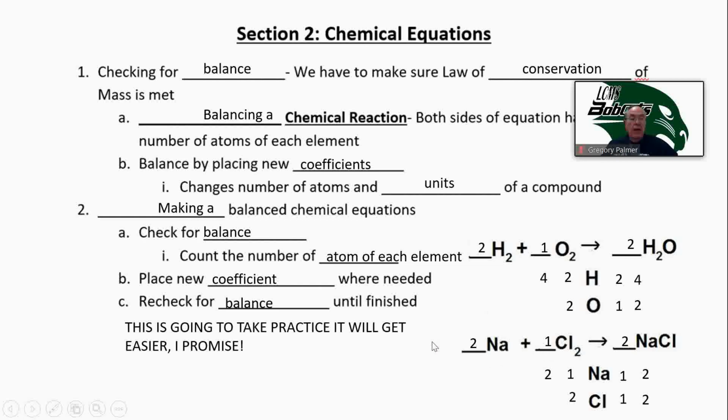So this is kind of a process of trial and error. You've got to go back and forth. You've got to count the atoms on this side, the atoms on that side. Start with the one that is the problem, the one that's the worst out of balance. Adjust the coefficient, recount, and readjust the coefficients until you get them in balance. I promise it's going to take some practice, but it will get easier.